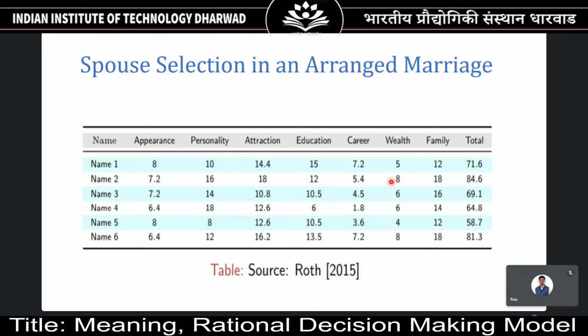Next, you can see spouse selections in an arranged marriage. Once Professor Bernard Roth from Stanford University came to India, at the Indian Institute of Science. How many of you are familiar with the Indian Institute of Science? One day, he visited a student's hostel room. The name of that student was Mr. Kumar. In his room, he saw some data sets written on the whiteboard.